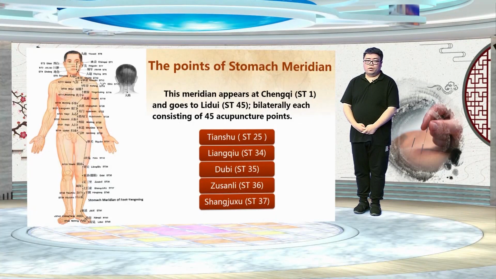Next one, the points of the stomach meridian. This meridian appears at Chengqi and goes to Lidui, bilaterally each consisting of 45 acupuncture points, and we will learn 5 of them: Tianshu, Liangqiu, Dubi, Zusanli, Shangjuxu.